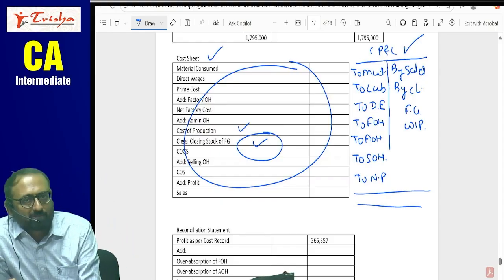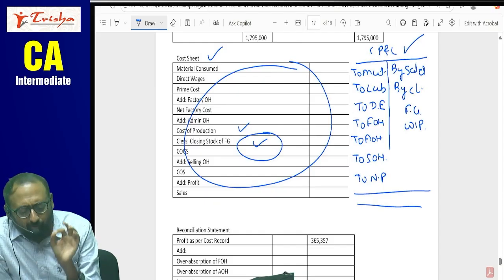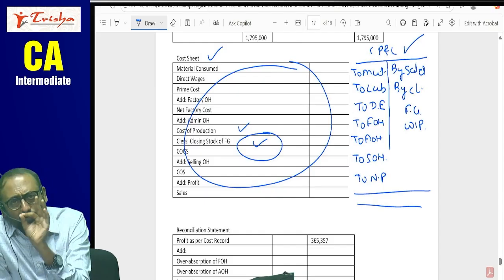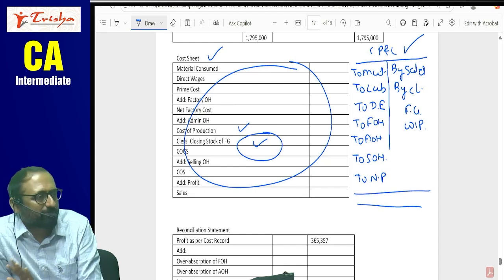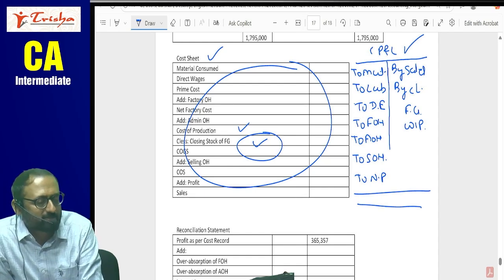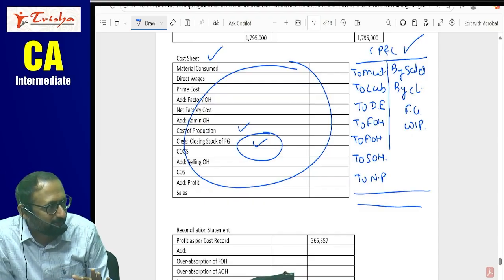That's why I told you, sir. If you want to prepare the costing profit and loss account, first you will prepare the cost sheet, and only then is the costing profit and loss account possible. Otherwise, it is not possible, sir. So remember this important point. Is it clear to every one of you?